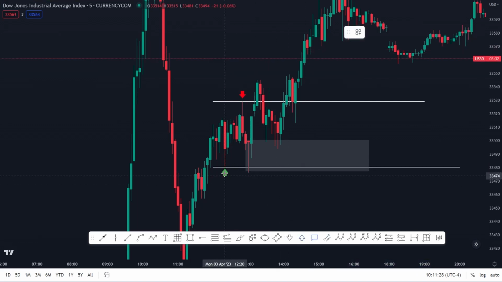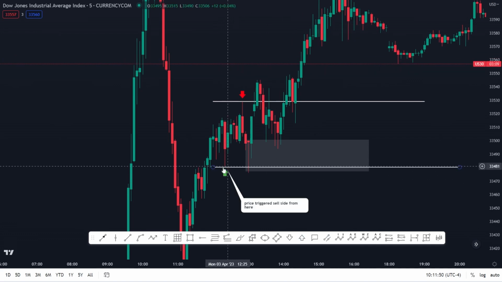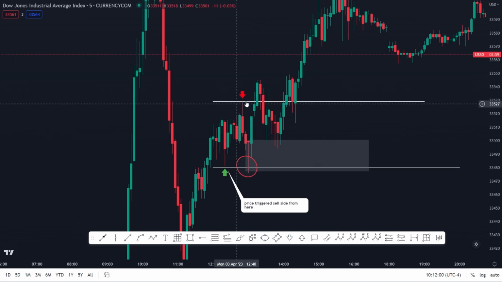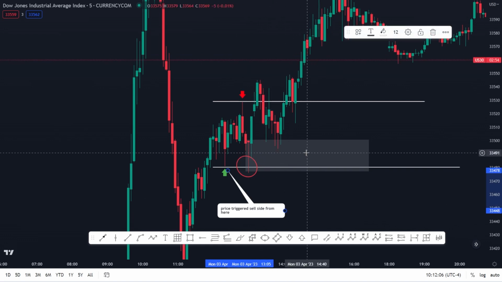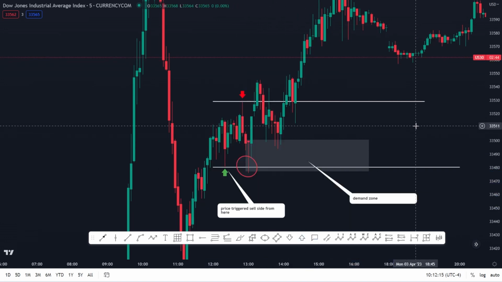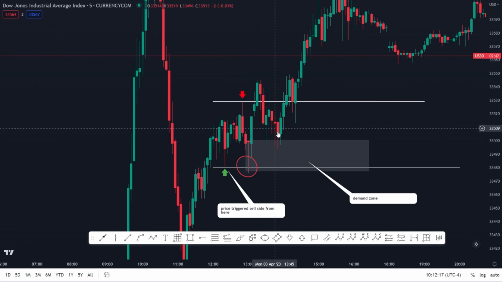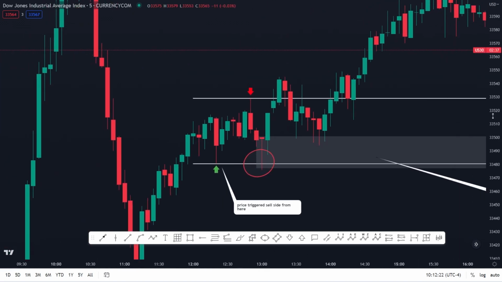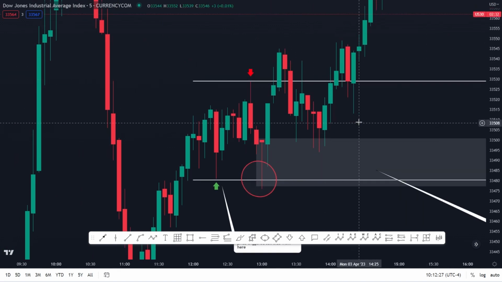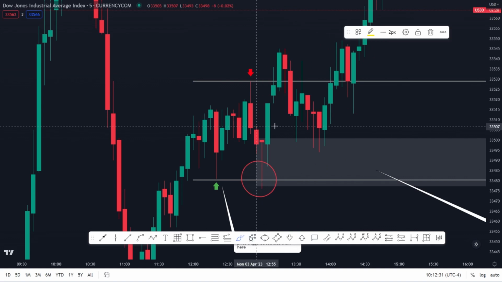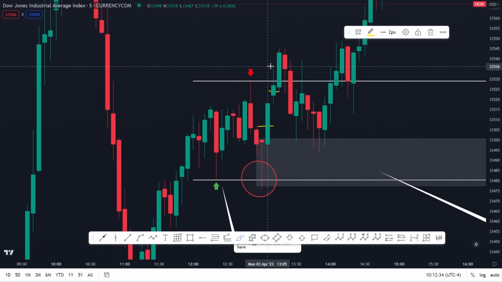Let me just write everything down. Price triggered sell side from here with this wick here, and then price shot higher to break this high here. So when the market comes to this zone here, the demand zone, you will be looking for the market to come and tap here and then shoot higher. And let's count the candlesticks that are coming to this area here. We have this candlestick 1 and a 2 and a 3.